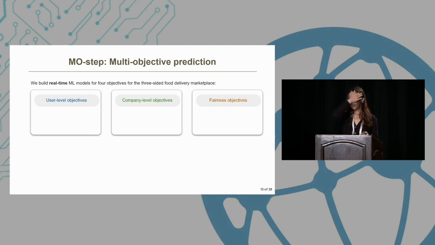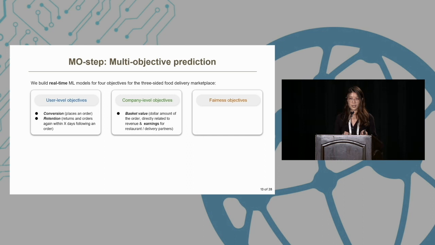So in particular, remember we're in a three-sided marketplace, so we built separate machine learning models to estimate these different objectives that we care about. And they include user conversion and retention as the user level objectives, basket value as the company level objective, and then marketplace fairness as the fairness objective.